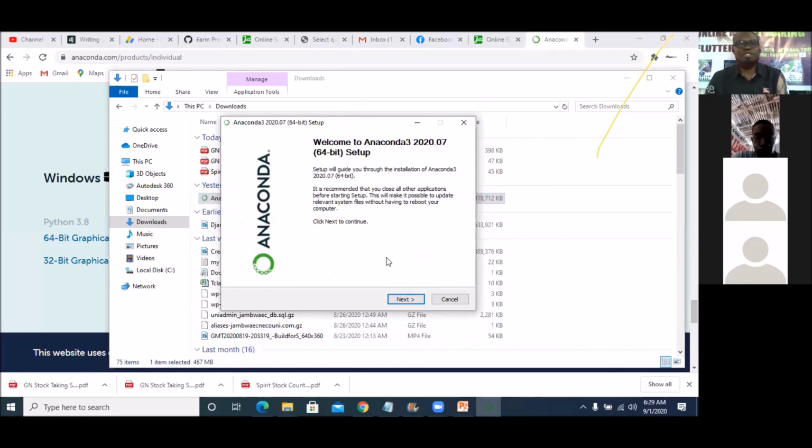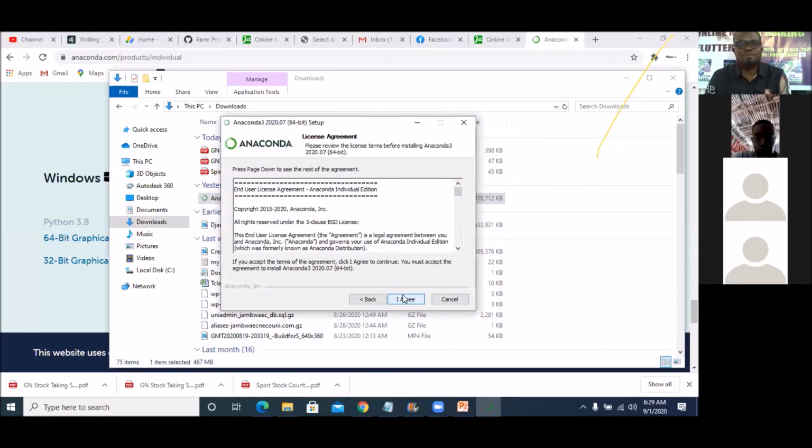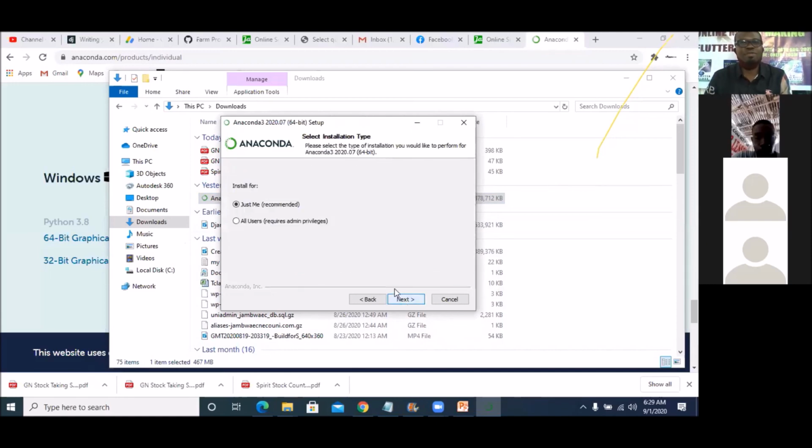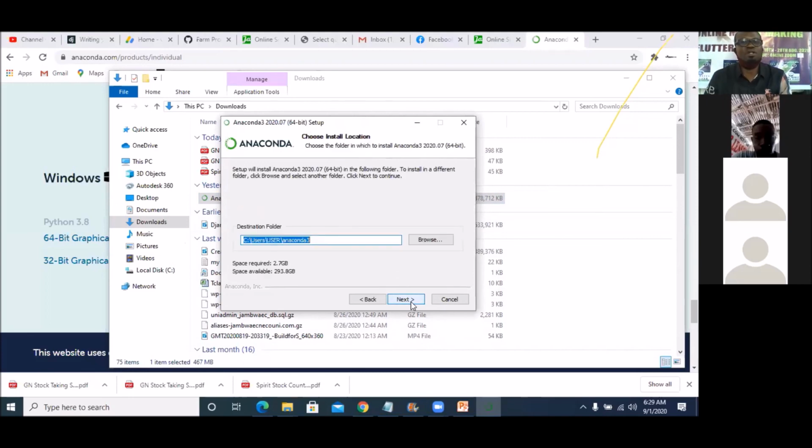Okay, so you see this come out. I'm going to click on next. It's going to ask me whether I agree to the terms. I'm going to click I agree. Am I using it for just me or all users? I'm using it for just me. So where do you want it to be installed? Under user Anaconda 3. So I'm going to click next.